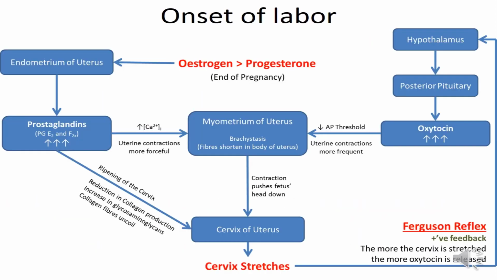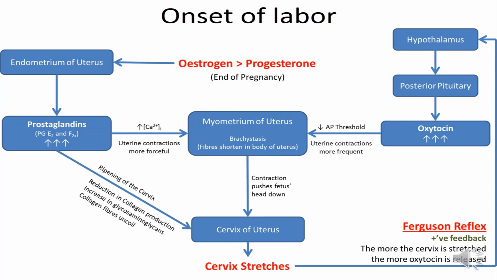Here, as you see, onset of labor. At the end of pregnancy, estrogen, more than progesterone, comes from the endometrium of the uterus, leading to an increase in prostaglandins, prostaglandin E2 and F2 alpha. This leads to two mechanisms. First mechanism, increase in calcium, which leads to uterine contractions becoming more forceful, and ripening of the cervix.